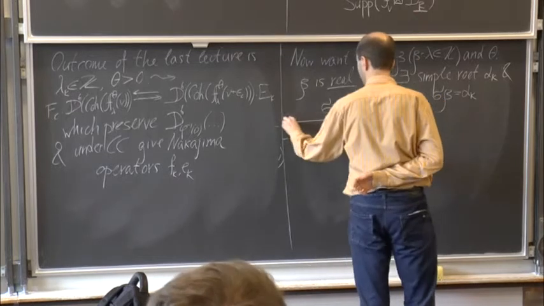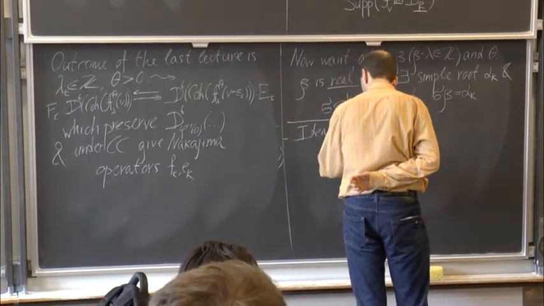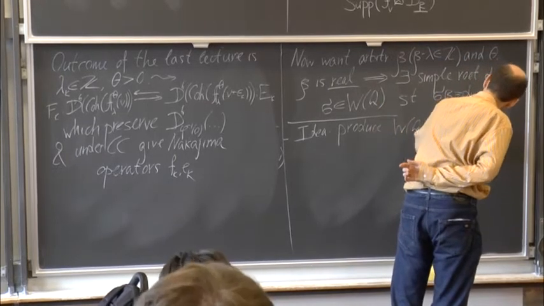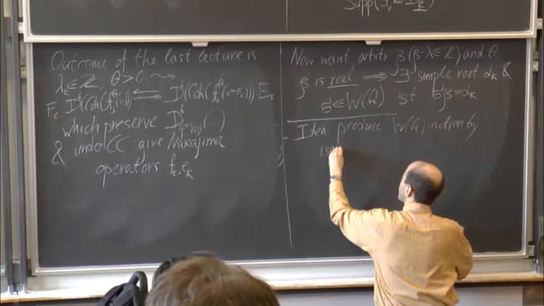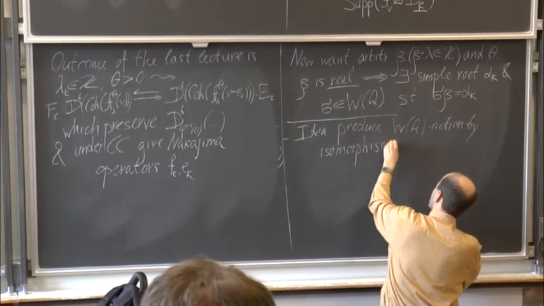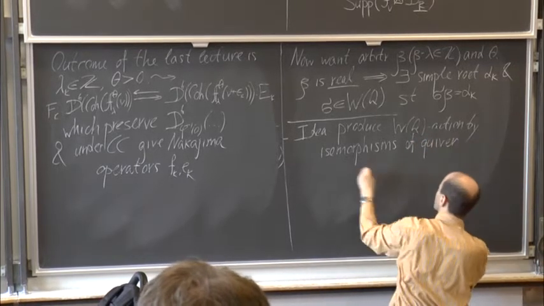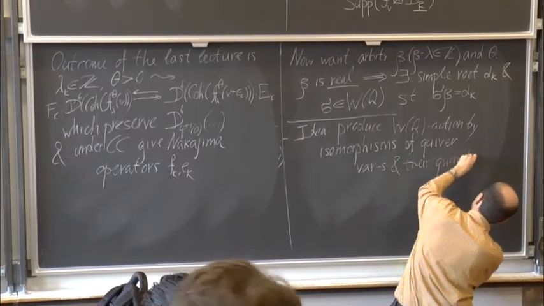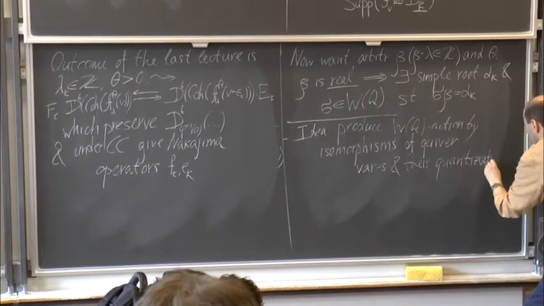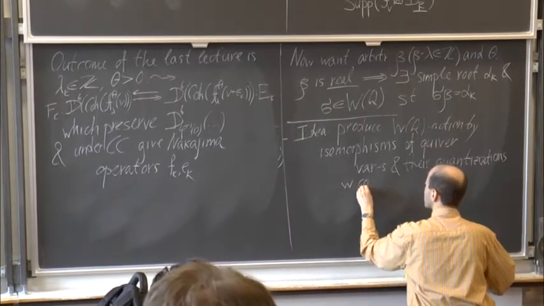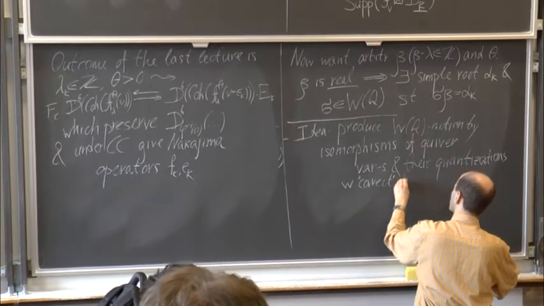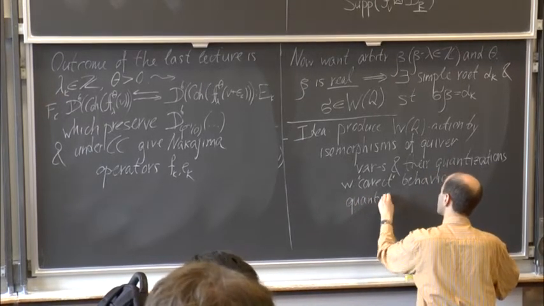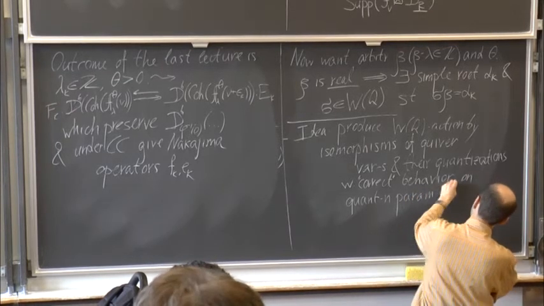So the idea is to produce a W_Q action by isomorphisms of Q varieties and the quantization with correct behavior, and I will explain what this means, on quantization parameters and dimensions.